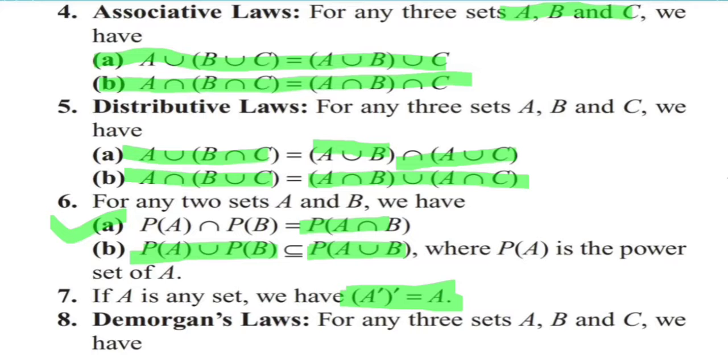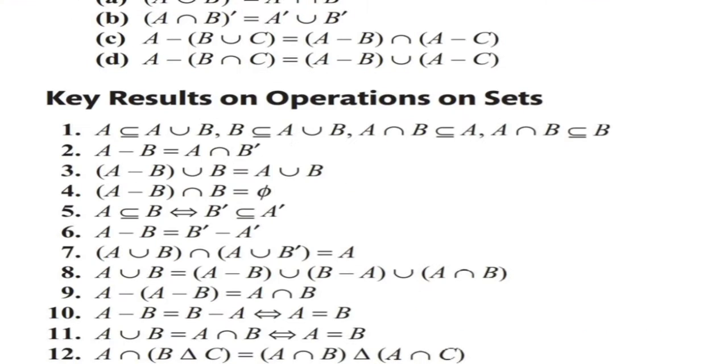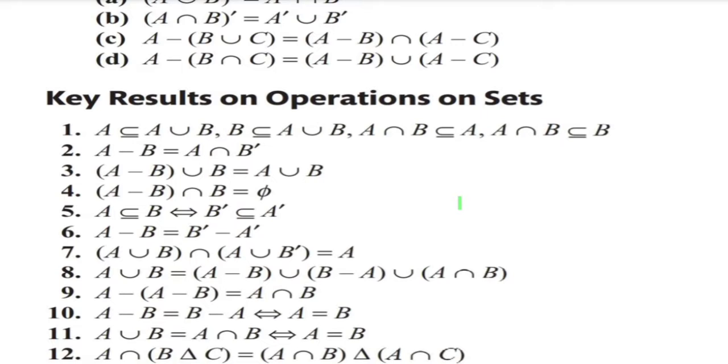Next, eighth one is De Morgan's law. For any three sets A, B, C we have, first one under De Morgan's law, (A union B) dash which equals A dash intersection B dash, and second, (A intersection B) dash which equals A dash union B dash, and third, A difference (B union C) where minus stands for difference, which equals (A difference B) intersection (A difference C).